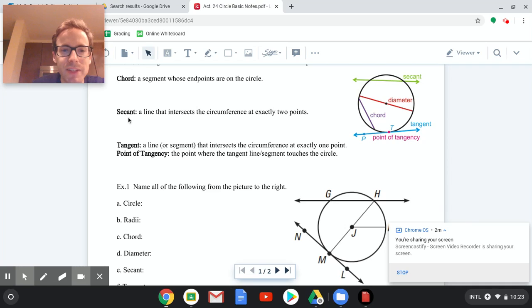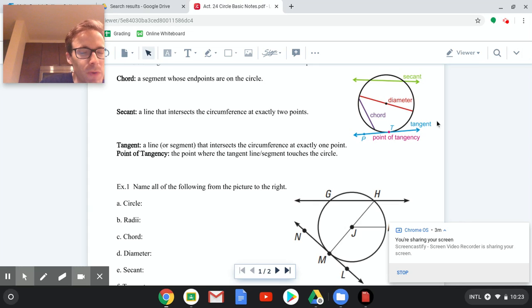All right, and then a secant, the next word, is this green line. A secant is a line that intersects the circumference at exactly two spots. So it's like a chord in the sense that it touches the circumference in two spots, but a secant is a line and not a segment. And then a tangent is a line or segment that intersects the circumference at exactly one point. So this blue line right here is what we call a tangent.